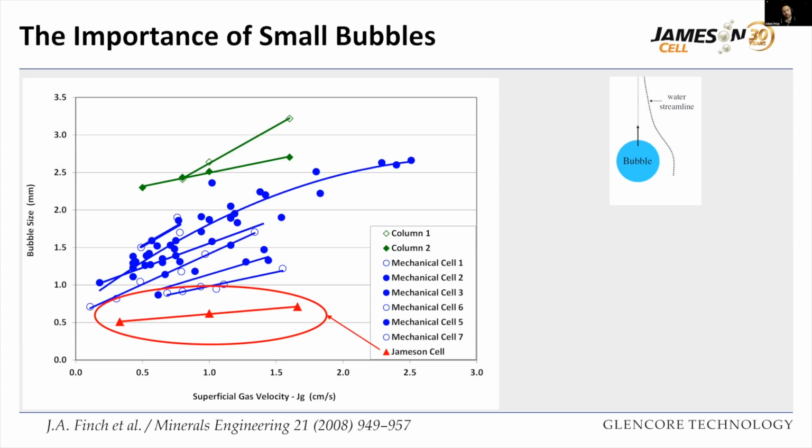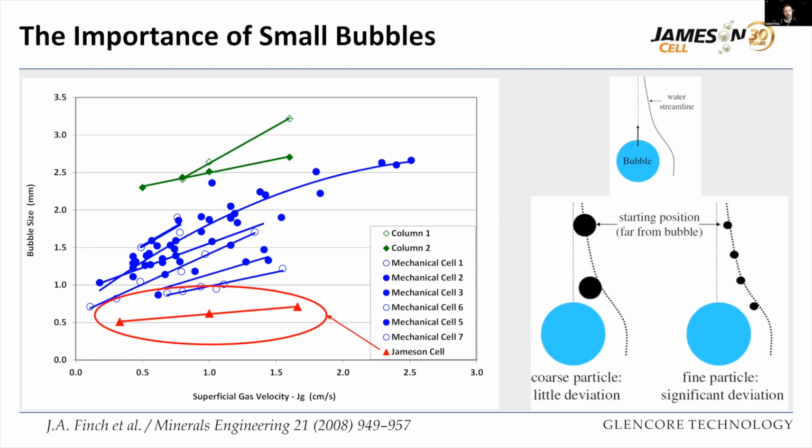And this diagram on the right just explains a little bit why bubble size is important. Not only were we talking about before how bubbles drag a wake of water to the surface, but when they're moving up through liquid, they'll also create a streamline around them. So as the bubble's moving through your pulp solution, you'll get this water streamline around the outside of the bubble.